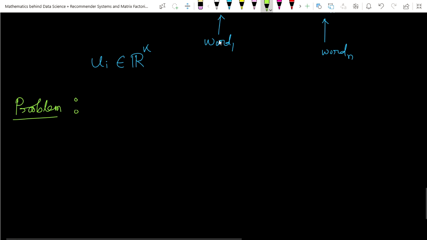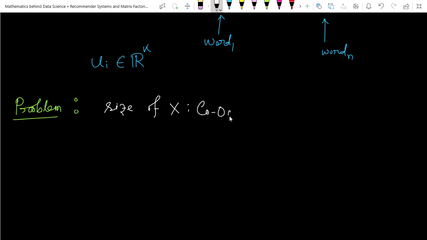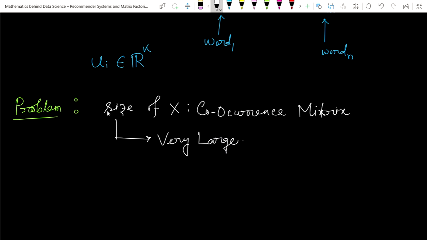The problem here is actually the size of the co-occurrence matrix. Size of X means the co-occurrence matrix. The spelling is O-C-C-U-R-R-E-N-C-E, co-occurrence, okay. The size of the co-occurrence matrix is really very large. This is the main problem here. With such a very large dimension, finding the eigenvalues is a huge time-taking matter.